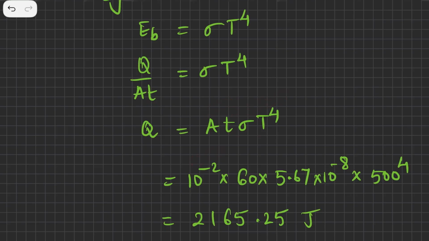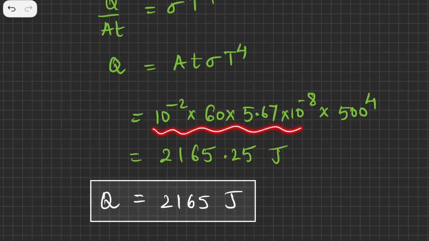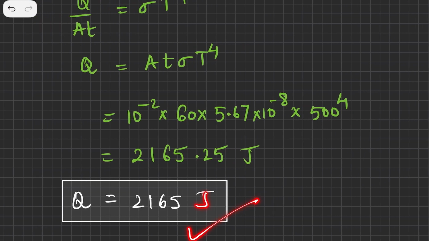So A is 10 raised to minus 2, time is 60 seconds, sigma is 5.67 times 10 raised to minus 8, temperature is 500 raised to 4. If you solve this part, you get 2165.25 joules. I am not considering that solving is a problem. In case you are having problems in solving, then do let me know in comments. I'll make sure that you understand how to solve the problem as well. So this is 2165, and that should be in joules.